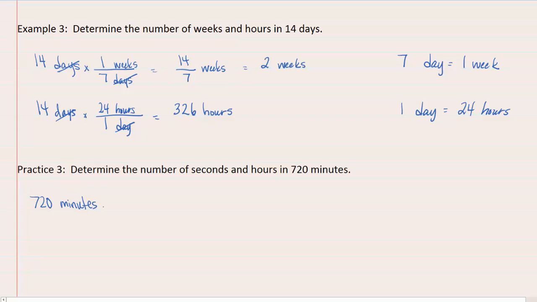We now need to know how many seconds are in each minute. And we know that 1 minute equals 60 seconds. We can use this conversion factor to set up our problem, which means that we'd need 1 minute in the denominator so that minutes will reduce out, and 60 seconds in the numerator. 720 times 60 will give us 43,200 seconds.